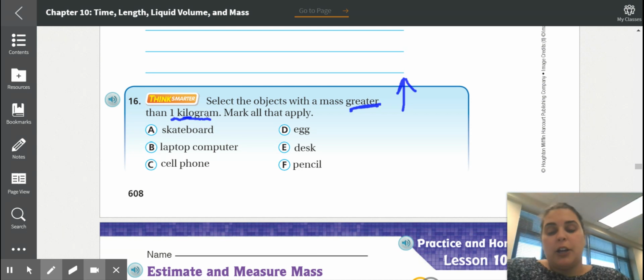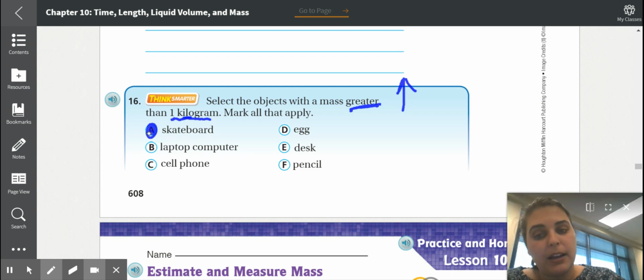So, do we think that a skateboard is going to be more than 1 kilogram? Yes. Skateboard you would measure with kilograms. A laptop computer? Also yes. Okay, a cell phone? No, it doesn't weigh enough. An egg? No. A desk? Yes. And a pencil? No. A cell phone, egg, and pencil, you would use grams.